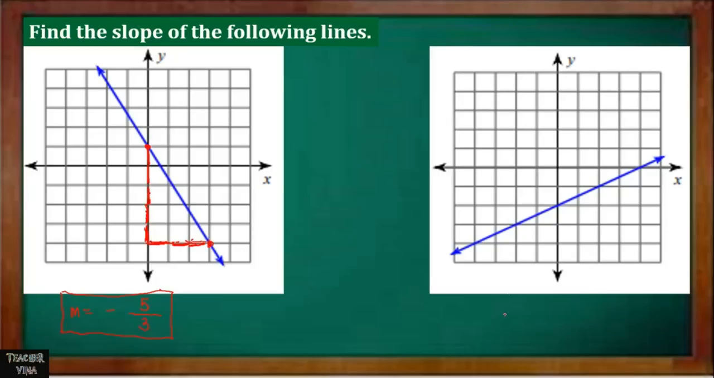Next, this is positive kasi uphill. Next, let's pick any 2 points. Pwedeng ito at ito. So, let's draw a triangle. So, for the rise, we have 1. And then for the run, we have 1, 2. So, ibig sabihin, our slope is 1/2.